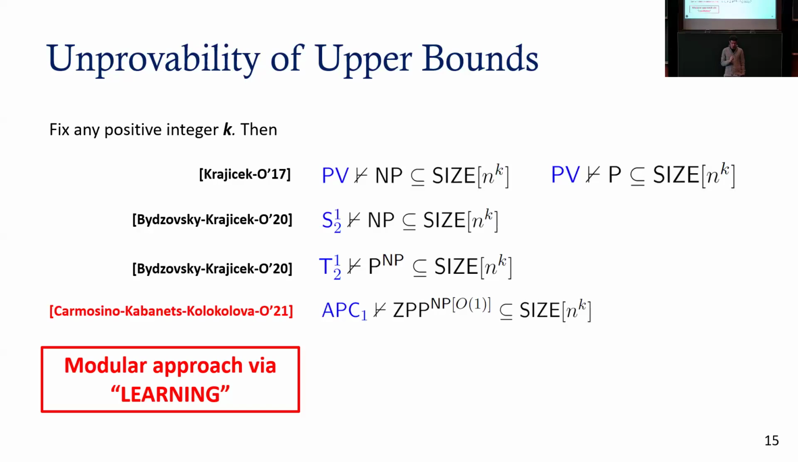So let me tell you very briefly about the approach we use in this last paper, which gives a modular way of proving these results, using a framework connected to learning. The way we prove these theorems, they follow the same recipe. We assume towards a contradiction that the theory proves that the problem has small circuits. So let's say APC1 shows that some problem has a sequence of small circuits. That's a non-uniform assumption, right? For every n, there is a circuit. So you're only claiming that there is a non-uniform sequence of circuits.